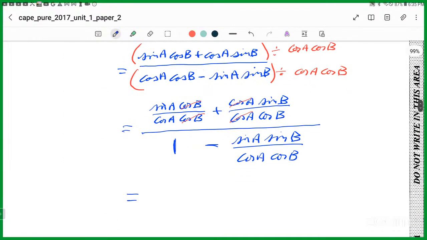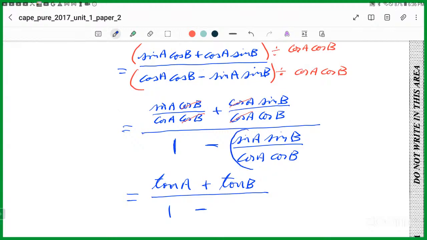As I said, this sin A over cos A is tan A plus this sin B over cos B is tan B, divided by this 1 minus this sin A over cos A is tan A, and this sin B over cos B is tan B.